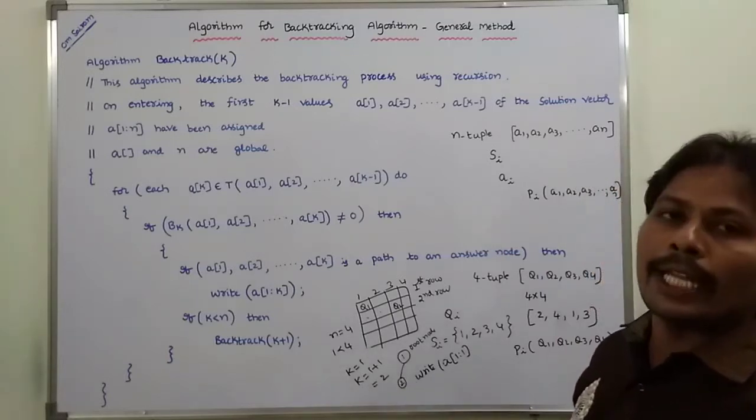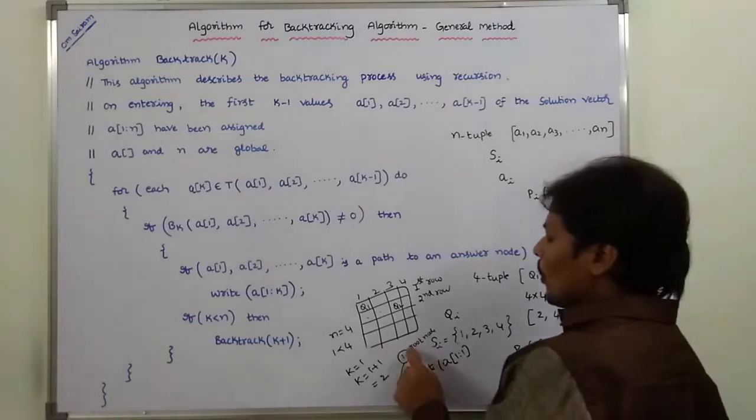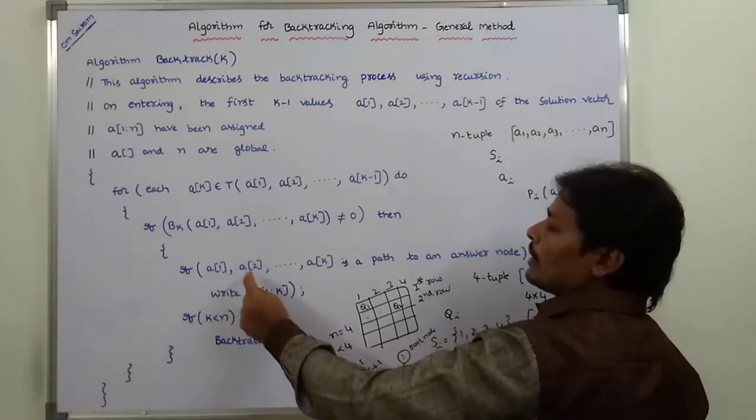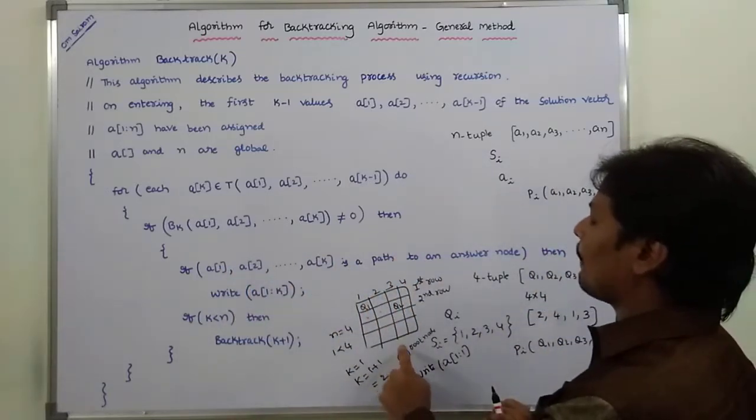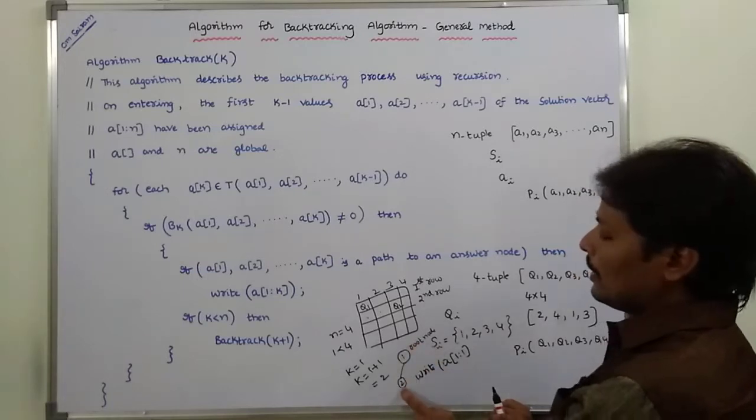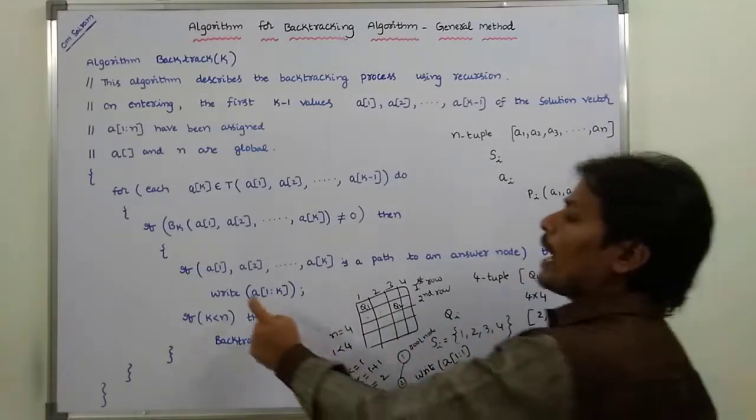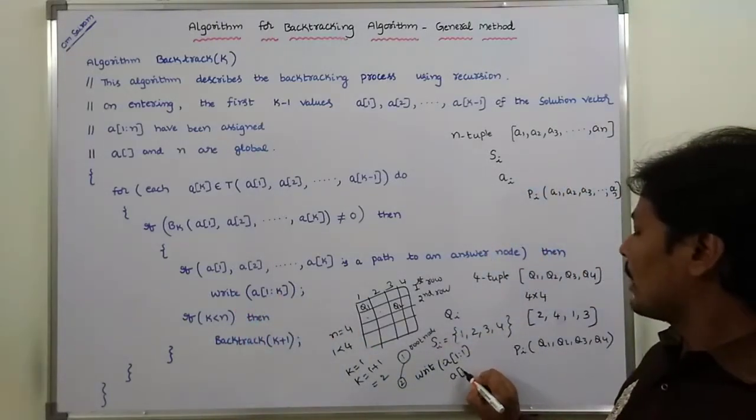So the second queen can be placed on the third column. Okay, so root node to answer node. Here we have a1, a2 is a path to an answer node. So this is the path from root node to this node. Okay, so then write a of 1 to k, so a of 1 to 2.